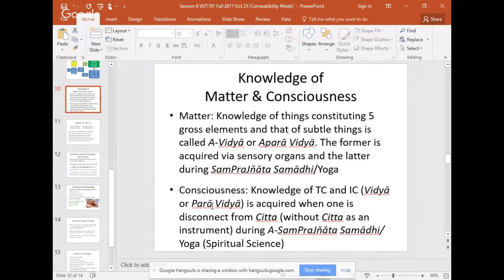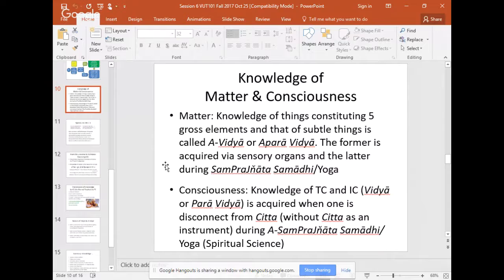Para is a prefix again, meaning beyond. The visible world is avidya, and the invisible forces are paravidya, meaning that which is beyond the visible world. So knowledge of tiny consciousness and infinite consciousness is acquired when one is disconnected from the mind, from chit in particular, without chit as an instrument, doing asampajyat samadhi.